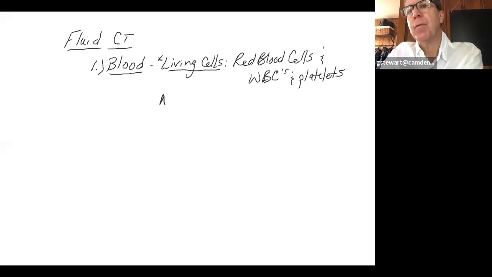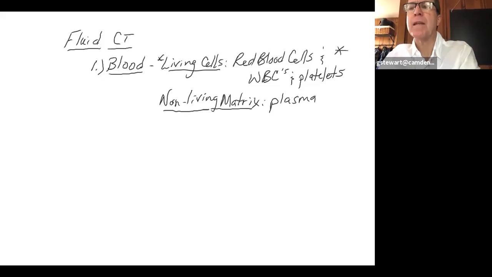The non-living matrix in blood, you know what it is, you just didn't know it was a non-living matrix, is blood plasma. It's the fluid part. So the non-living matrix is blood plasma. And plasma is just the fluid portion of blood. These cells are suspended in that fluid. All right. So these would be living cells.